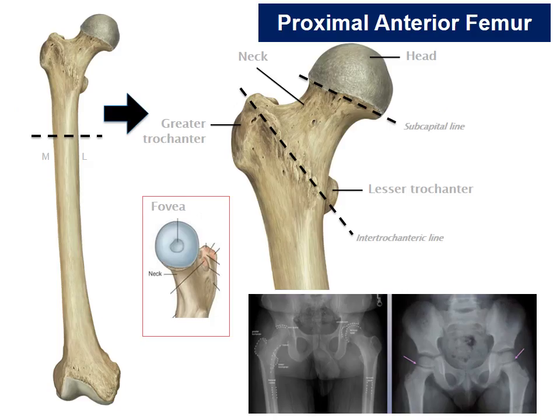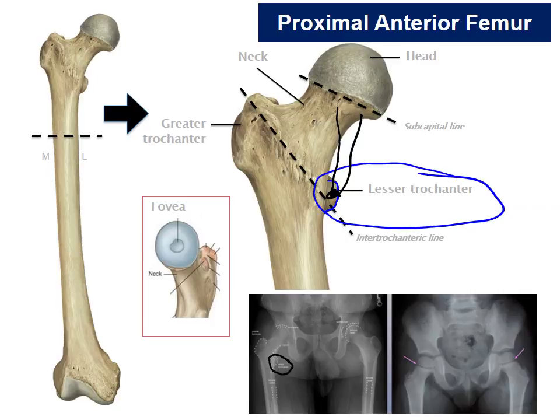Of importance today on this slide will be the lesser trochanter. Here's that lesser trochanter right here. We're going to see the insertion of a hip flexor muscle called the iliopsoas, that's going to progress down and insert onto that lesser trochanter to help flex the hip. Here we see that little projection of the lesser trochanter down in that radiograph.